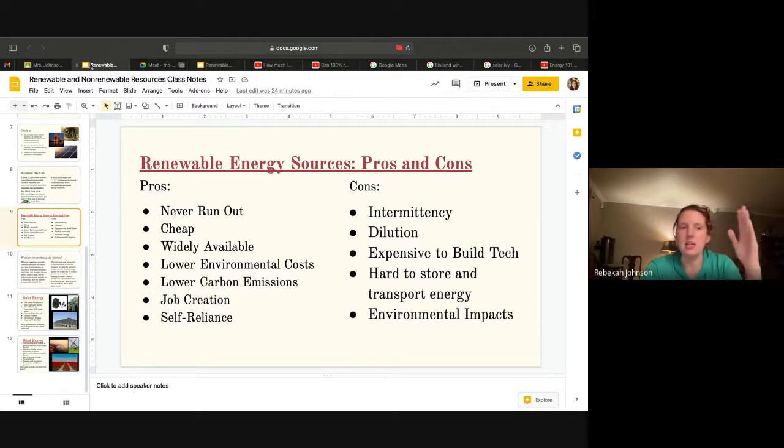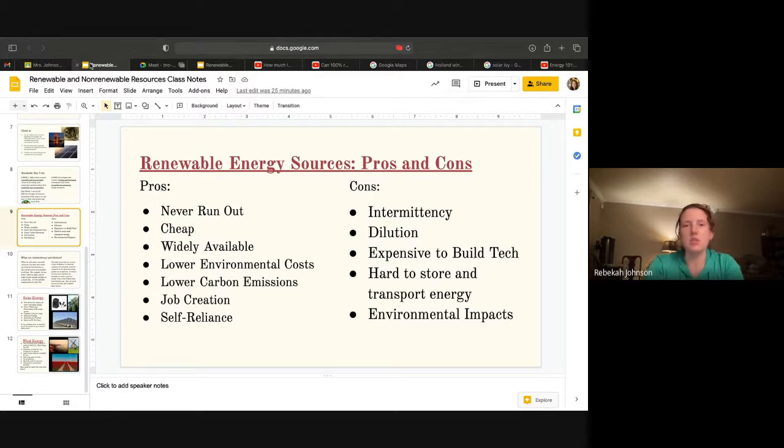Job creation: switching an infrastructure, the inner workings of a society, from something that runs on fossil fuels to something that runs on renewable energy has the potential to create a lot of jobs, both in the building and the implementation. You have all the customer service jobs that go along with any kind of power production, energy production. And again, it's not the same as energy can't be created or destroyed. We're using that colloquial version.